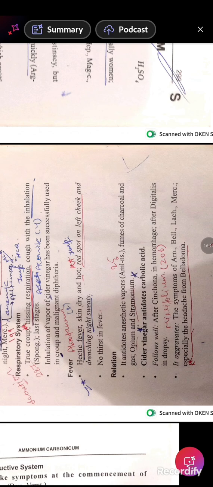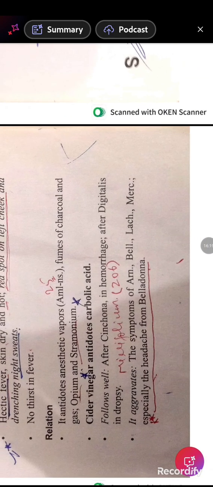The next point is that it aggravates the symptoms of arnica, belladonna, lachesis, mercurius, especially the headache from belladonna. This is important. Especially the headache from belladonna, it aggravates if acetic acid is given. Okay, so this medicine is complete.